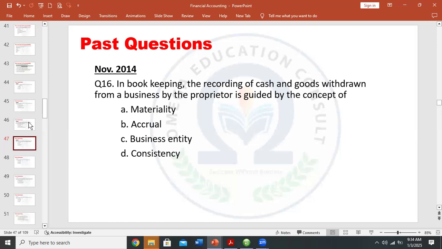So for example, Sandra, you own a business and you are the owner of the business and you are taking goods or cash from the business. Which principle would require the accountant to record it? The business entity. Exactly, the business entity concept. Because it says that the owner should be separated from the business. So if the owner is taking something away from the business, it has to be recorded.